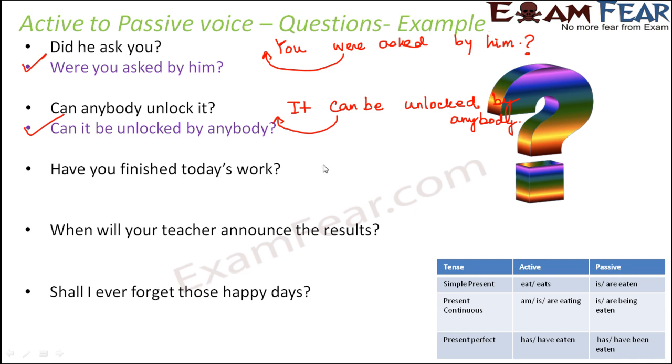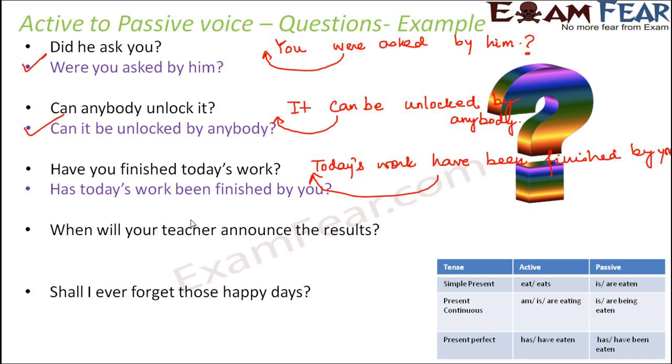How will you convert it into passive form? So it will be today's work have been finished by you. So today's work have been finished by you. So when you want to convert it into a question, shift this have to the beginning. So this will become, has today's work been finished by you? So again, you see, today's work will have has, not have, because have is always used with plural, right? So has today's work been finished by you? So this becomes a question.